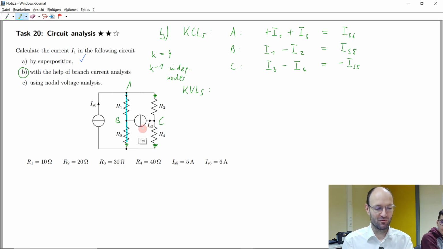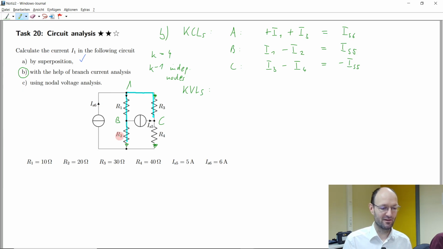So what would be another way to draw this complete tree? We could, for example, go this way. Right? It would also be a connection of all the 4 nodes without having a complete loop, and there is no current source inside this.